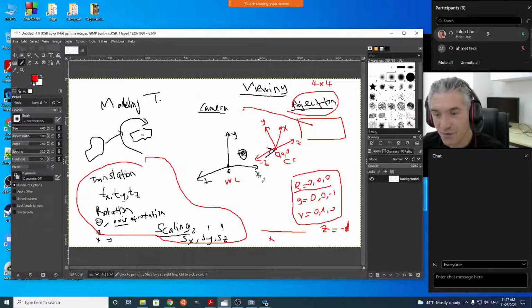That's basically a trailer for what we are going to be seeing in the next 2 weeks. We are going to see all the details of modeling transformation, camera transformation, and projection transformation in the next 2 weeks. And the midterm is going to contain topics up until the end of the projection transformation. So we'll learn all these before the midterm.